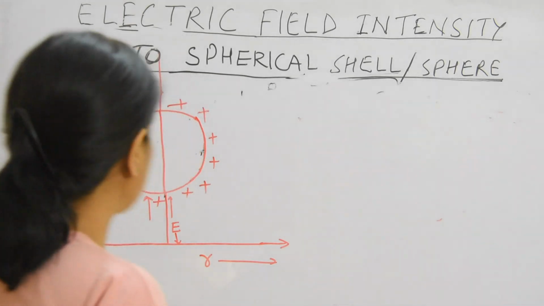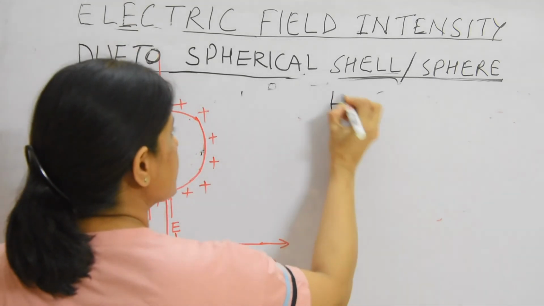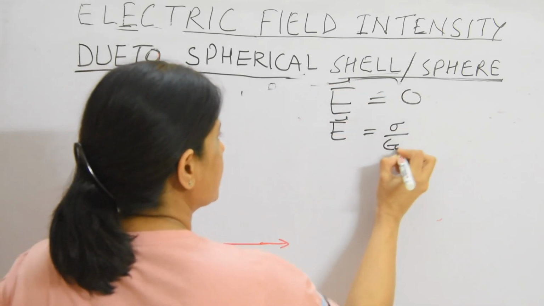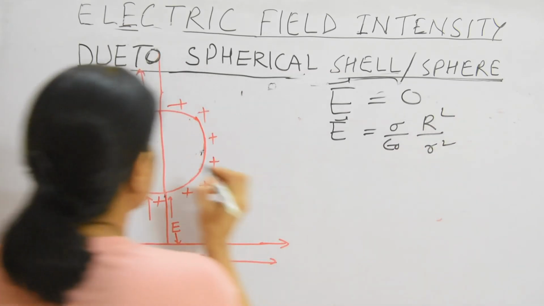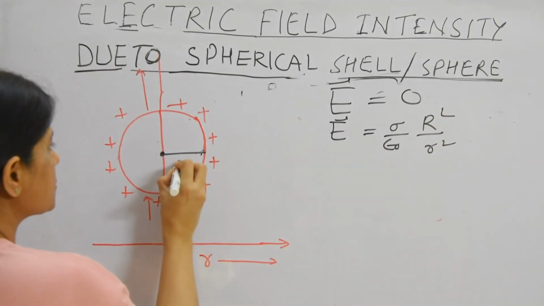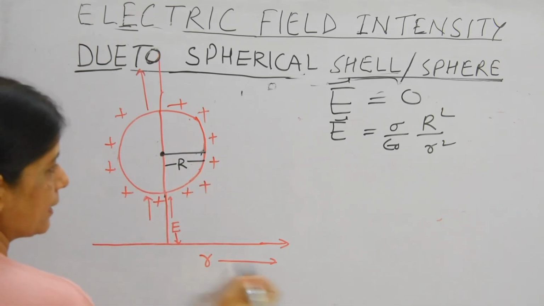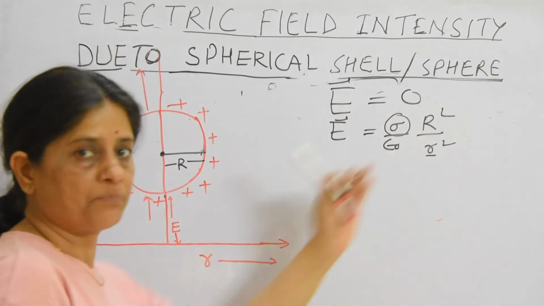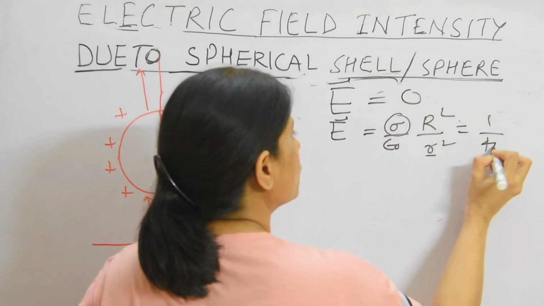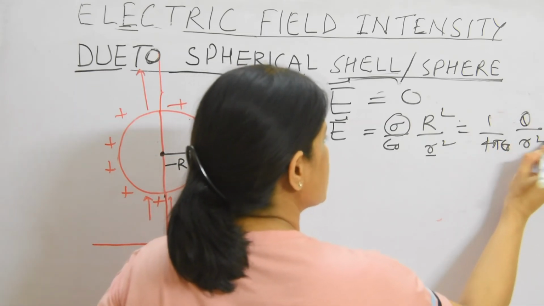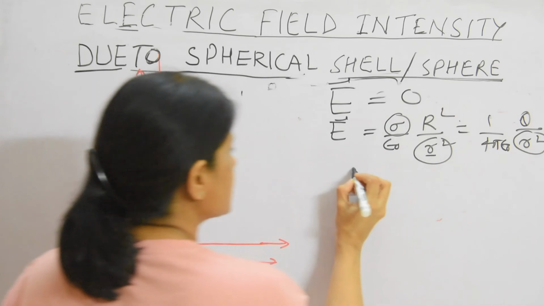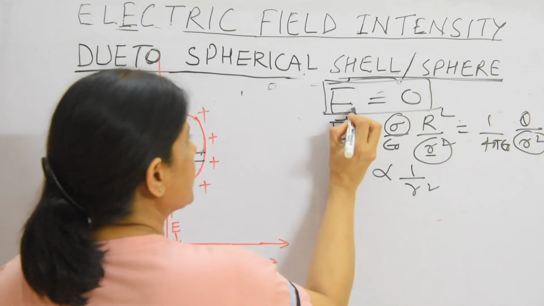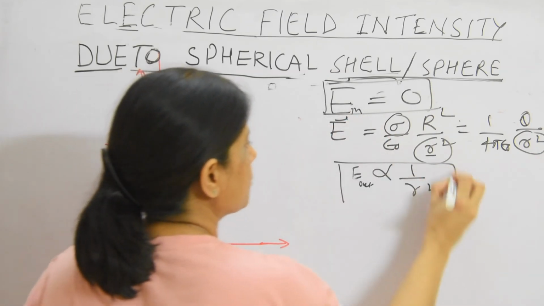So let us discuss this graph. As we know that electric field intensity inside the shell is 0 and outside it is sigma r square upon epsilon naught r square, where R is the radius of this shell, and at r distance we have to find the value of electric field intensity. This is in terms of sigma, and in terms of q we can write 1 upon 4 pi epsilon naught Q upon r square. In both the cases we can say that E is inversely proportional to r square, and E inside is 0, and E outside is inversely proportional to r square.